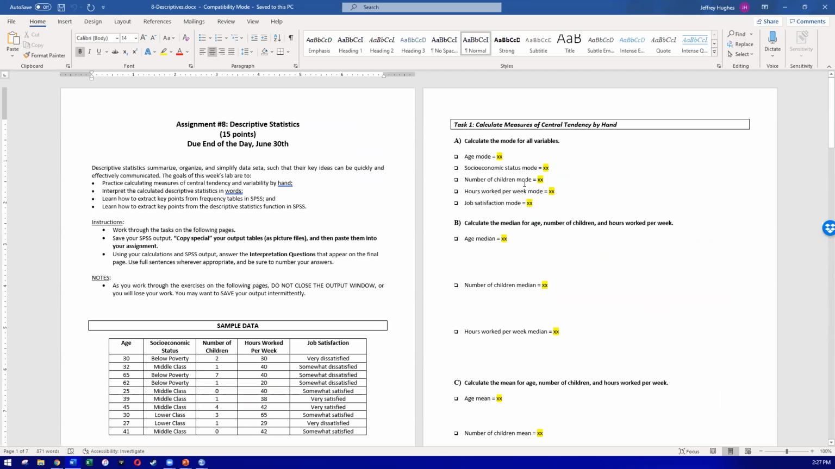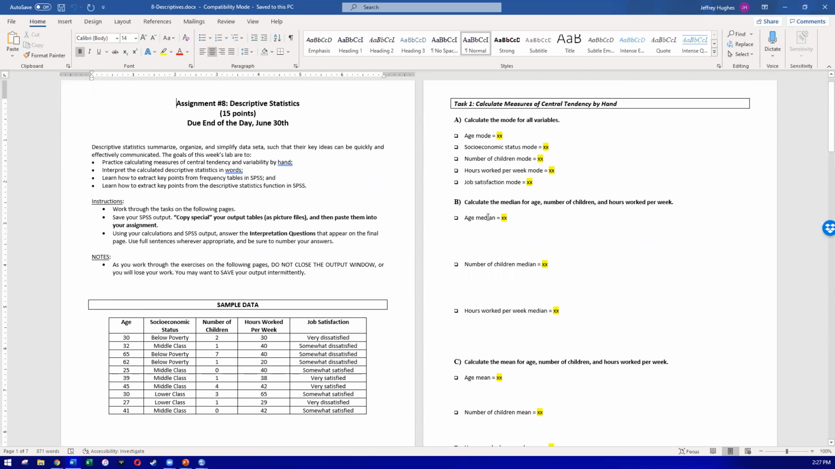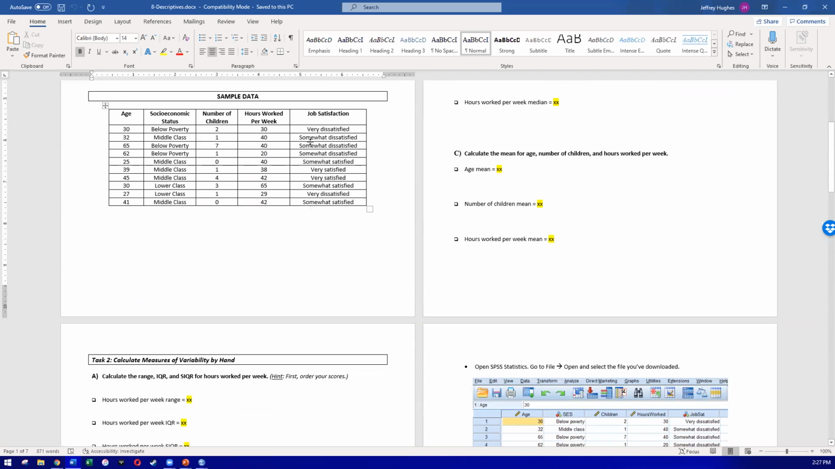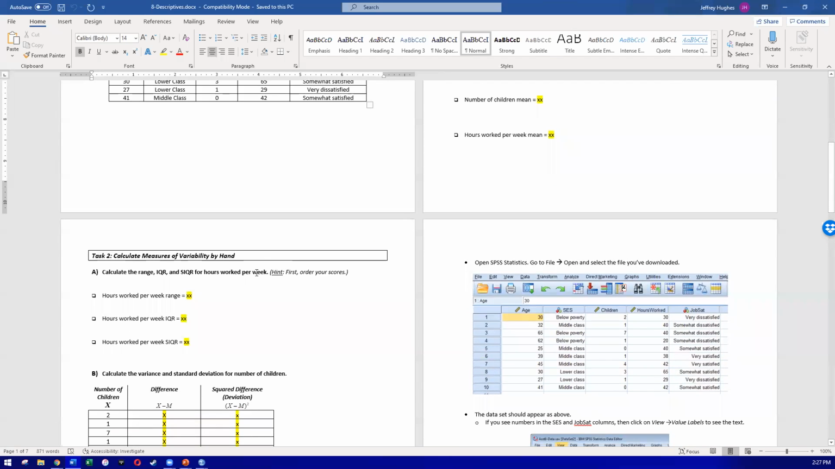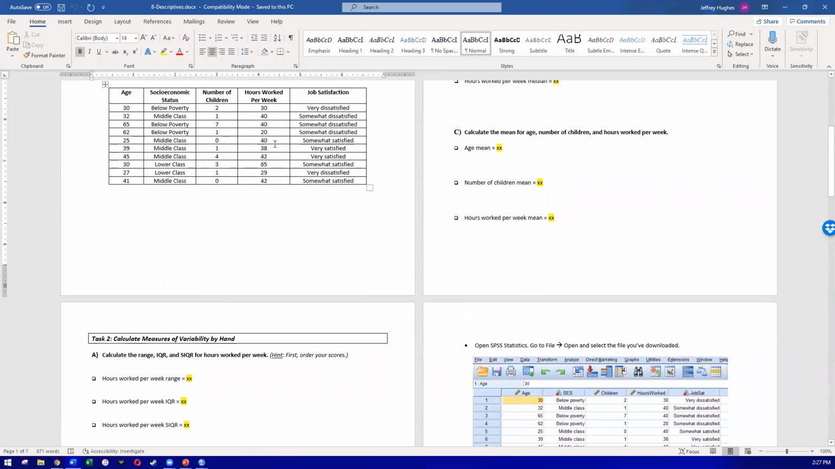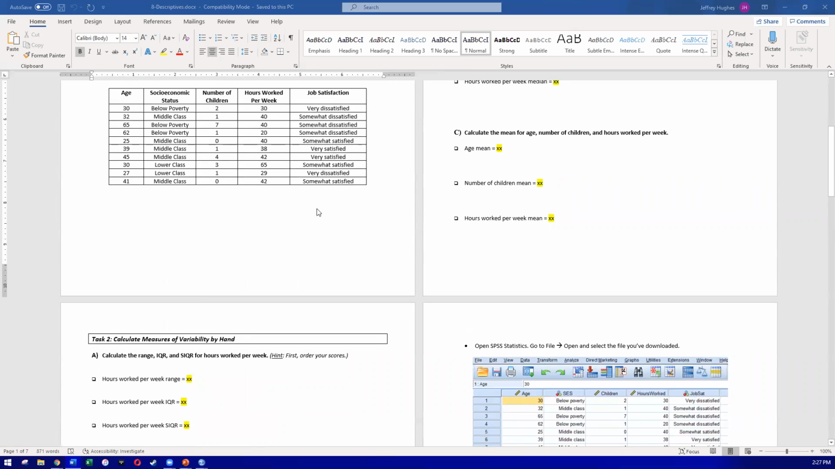Anyways, what you need to do is calculate some modes based off of this data. It should be fairly simple. Calculate the medians of this data, calculate the averages from this data. Then you should be able to calculate the range, IQR, and SIQR for these. You should be able to calculate the range, IQR, and SIQR for this data as well.